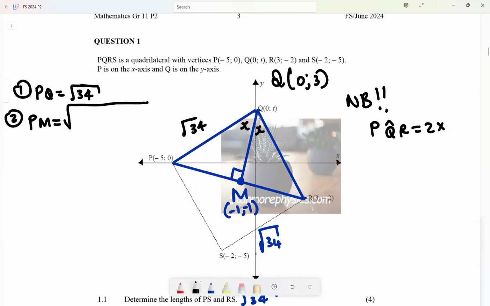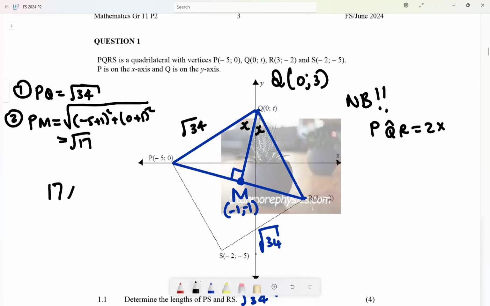You know how to use a distance formula, right? PM is, I have (-5 + 1) squared plus (0 + 1) squared. Okay, you know how to use your formula. Then this is -4 squared, which is 16. 16 plus 1 is square root of 17. Okay, yes.